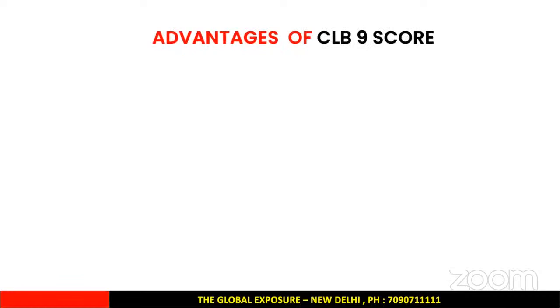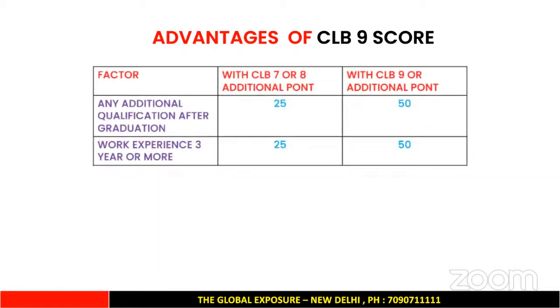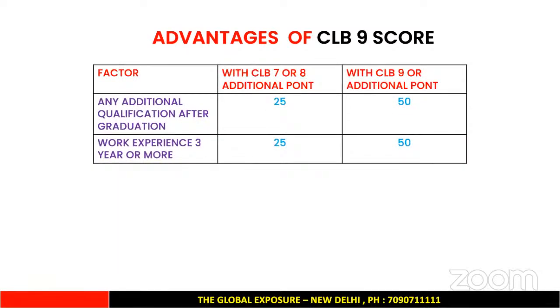Now, I just said that CLB 9 makes your entry definite because there will be some advantages provided to you with this score. Now, what are these advantages? The first factor is when you have additional qualification after graduation. Additional qualification can be your 1 year post diploma program, your master's degree, your PhD, or anything that you have in addition to your graduation, right?